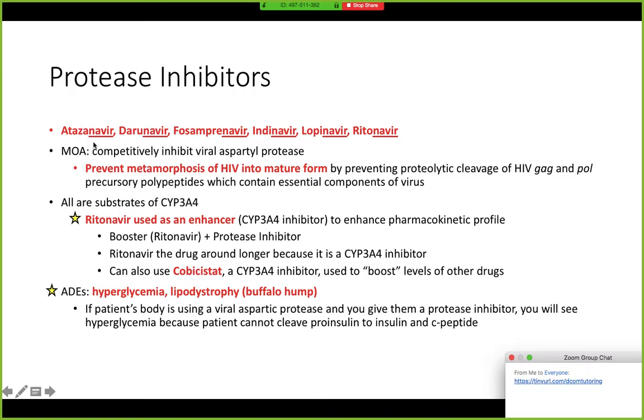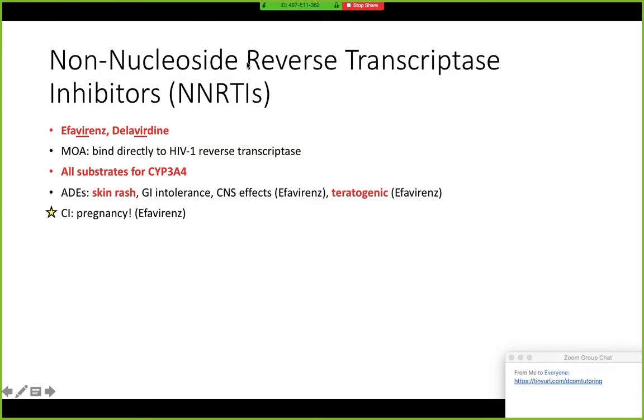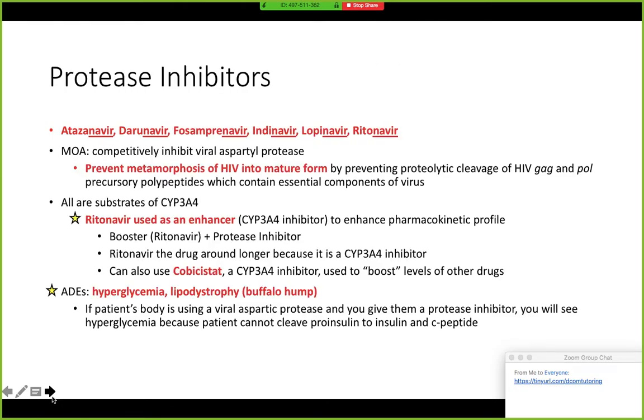Okay, navirs, so Nevertizapro, the protease inhibitors, they're going to prevent maturation of HIV into the mature form by preventing proteolytic cleavage. And I think as far as the exam goes, and as far as the mechanism of action on the exam, if you know what's at the top here, like if you know that it's an NRTI or that it's an integrase strand inhibitor, that should be enough to get you the question correct.